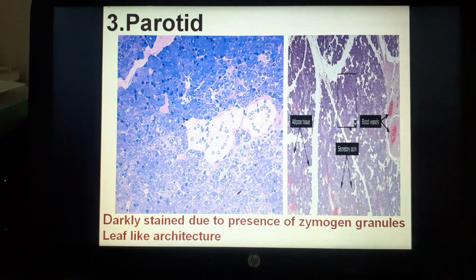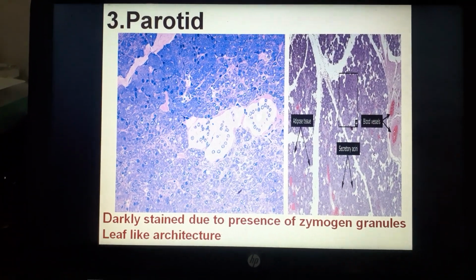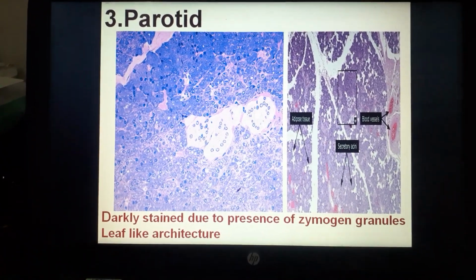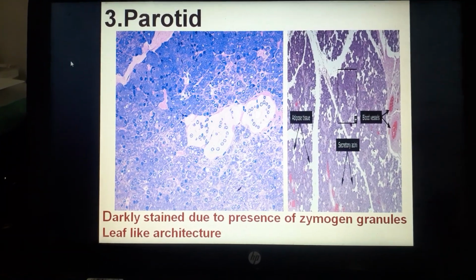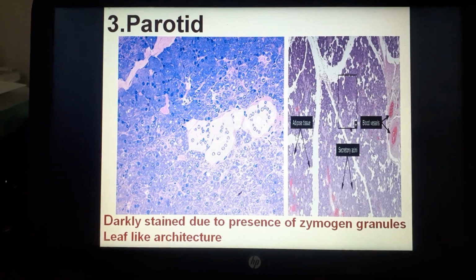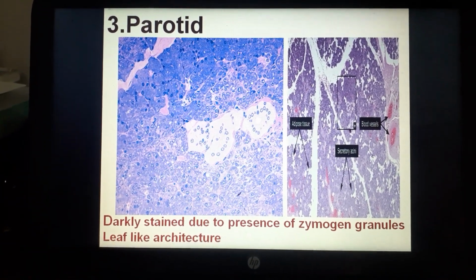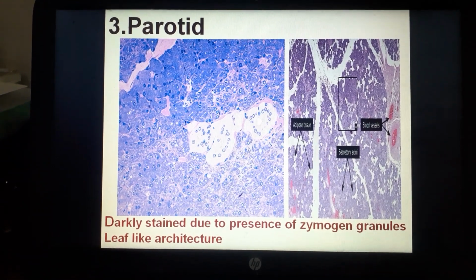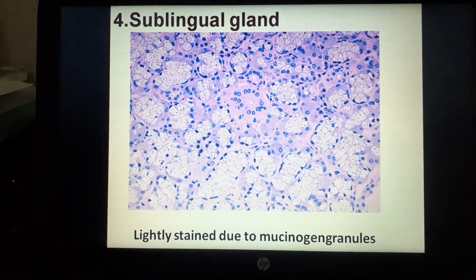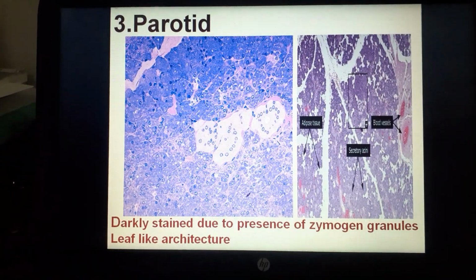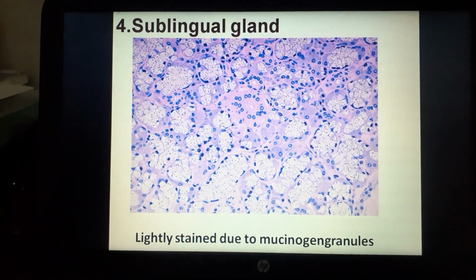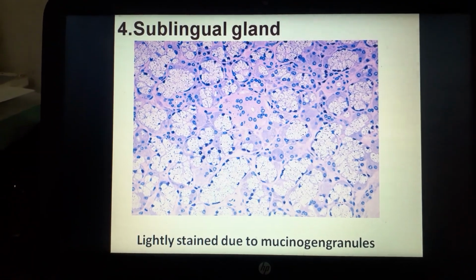it is of pancreas. If acinar structure but darkly stained due to the presence of zymogen granules, the first is showing the darkness, and here is another histological slide. The leaf-like arrangement of acini is very peculiar of parotid. And sublingual, it is lightly stained. In parotid, it is deeply stained due to zymogen, and sublingual lightly stained due to the mucinogen granules.